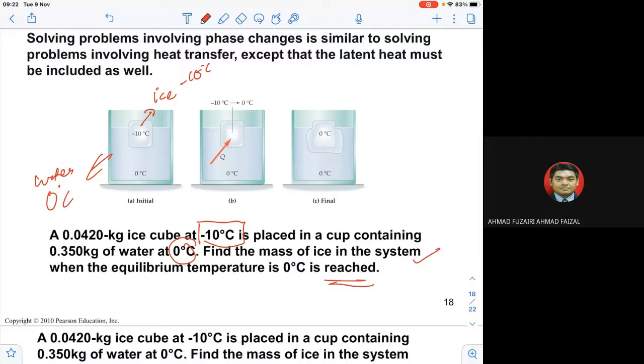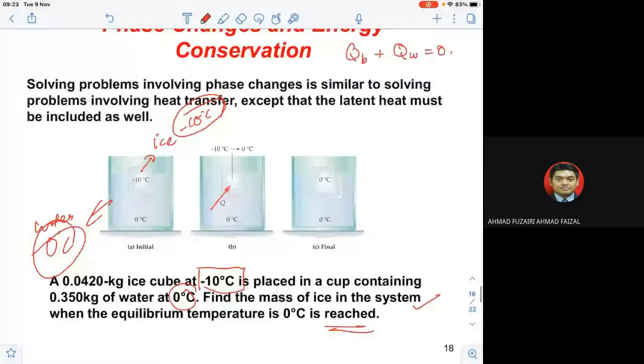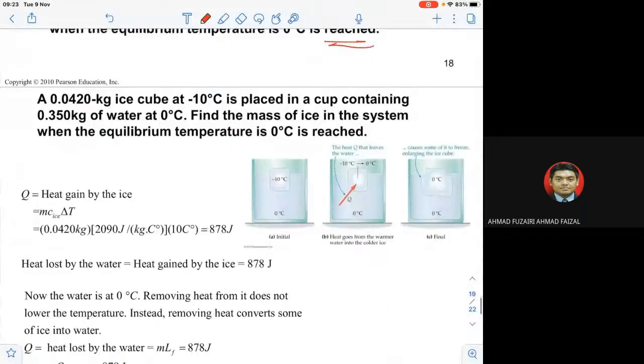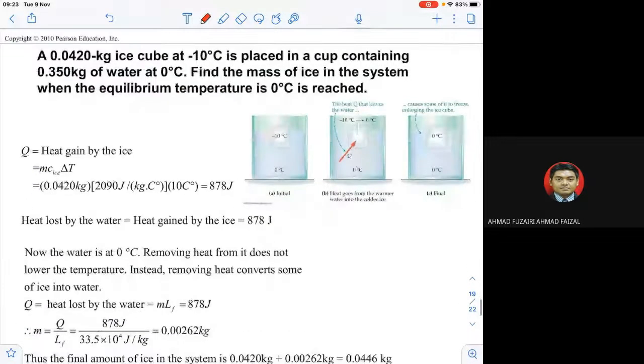So ice and water are two different phases. Ice is a solid whereas water is a liquid. So in this case, negative 10 to 0 involves a change in temperature, and at the same time, it also involves the change in phase. So that's why we need to do it carefully. So this is how they did.